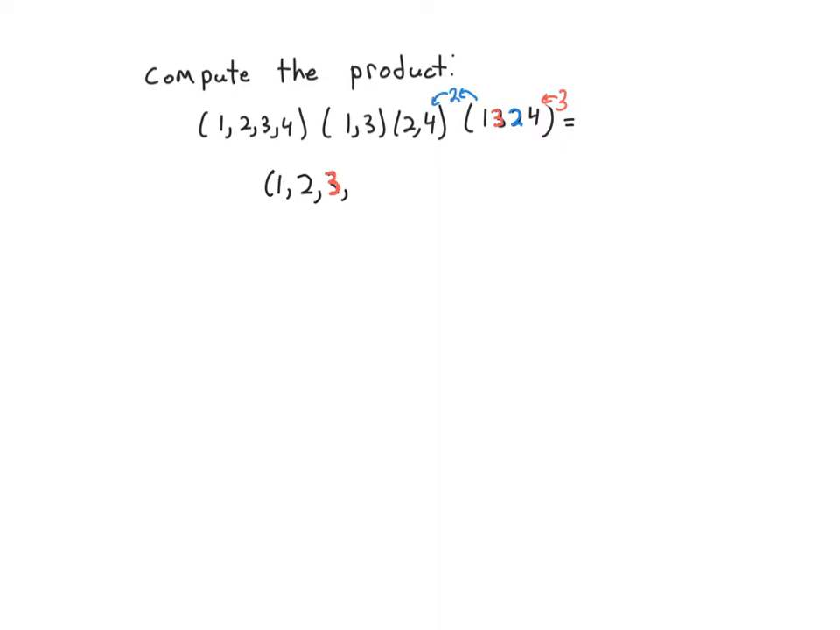Then we put 2 into the next cycle. It appears there on the left. So 2 is sent to 4 on the next cycle. So 2 goes in, 4 comes out. 4 doesn't appear on this cycle here at all. So 4 comes back out. 4 appears at the very end here.